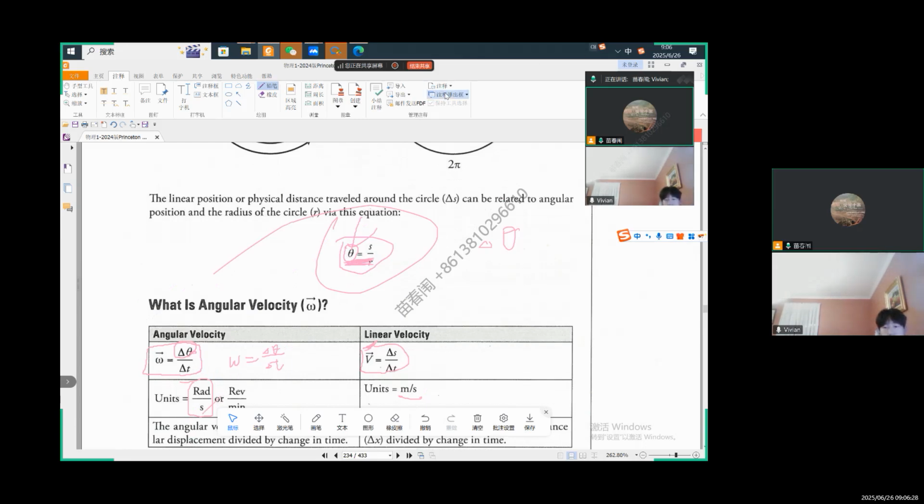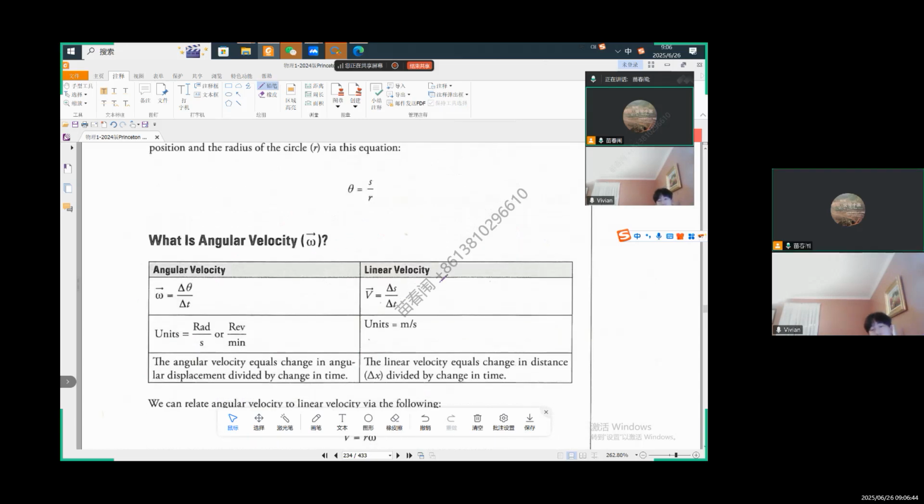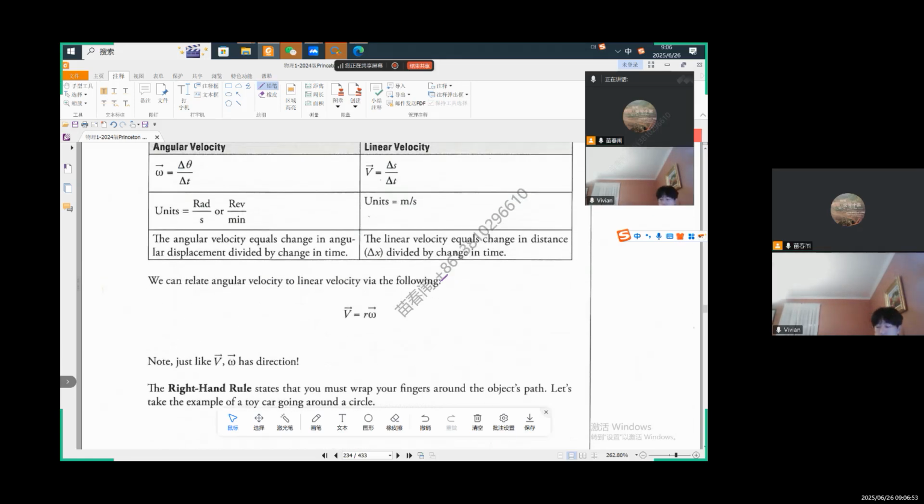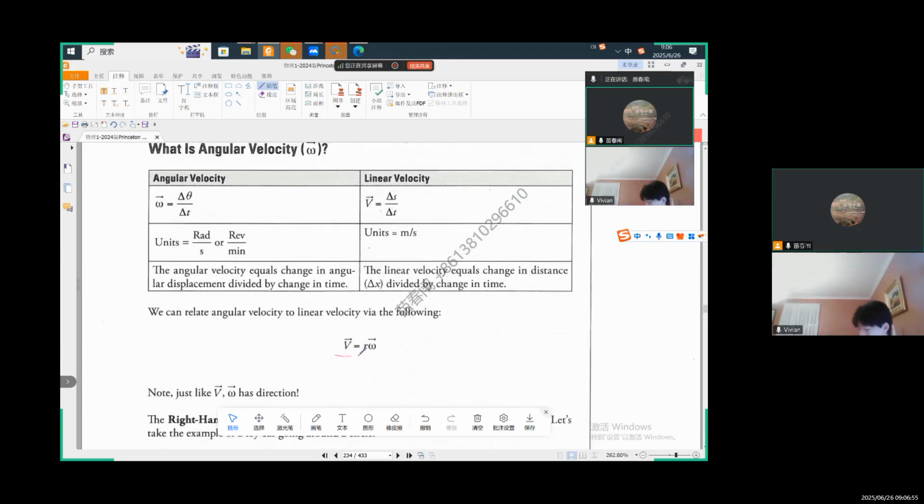Or sometimes you can see it as rotations or revolutions per minute or per second. That means this is also used. For example, in 1 minute it rotates 100 rotations, or 100 revolutions. Is this making sense to you?